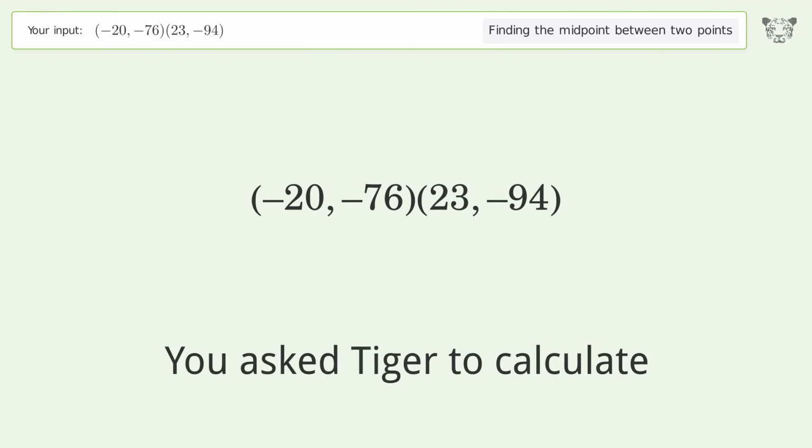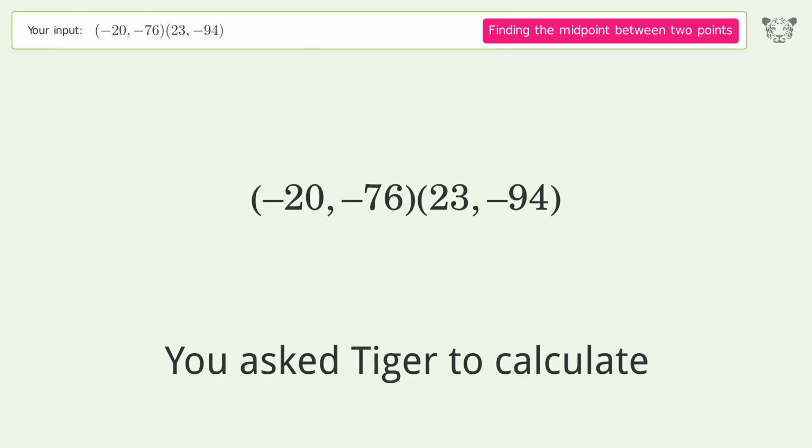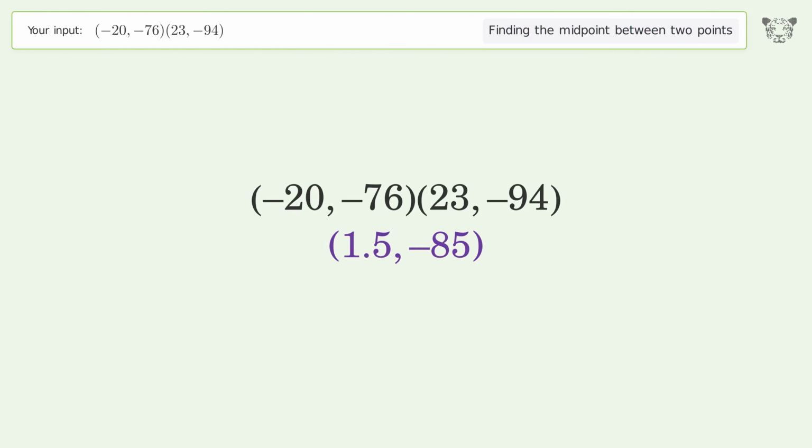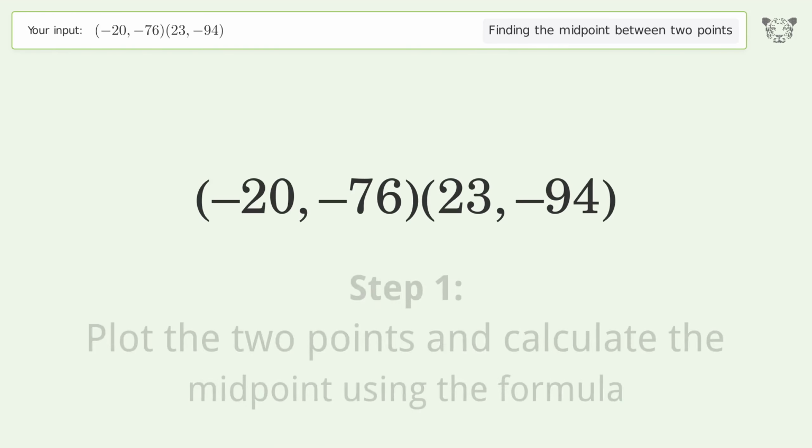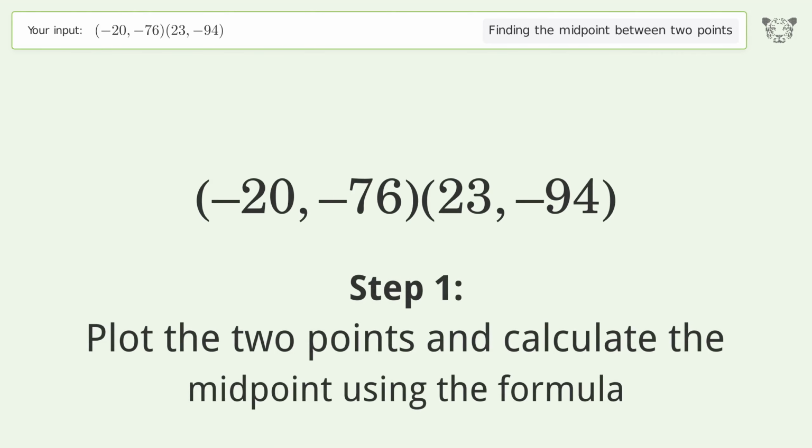You ask Tiger to calculate. This deals with finding the midpoint between 2 points. The midpoint between the 2 points is 1.5, -85. Let's solve it step by step. Plot the 2 points and calculate the midpoint using the formula.